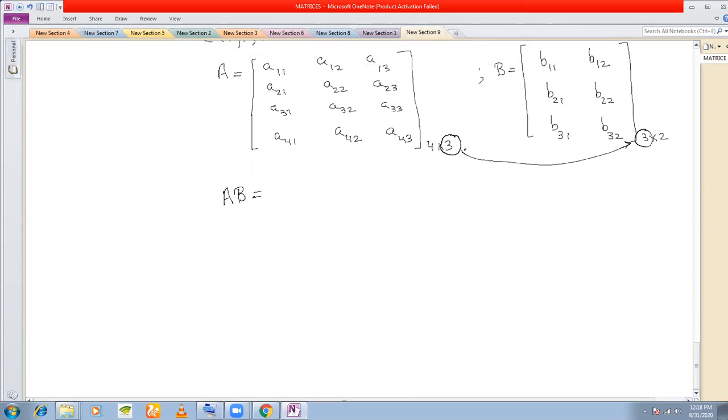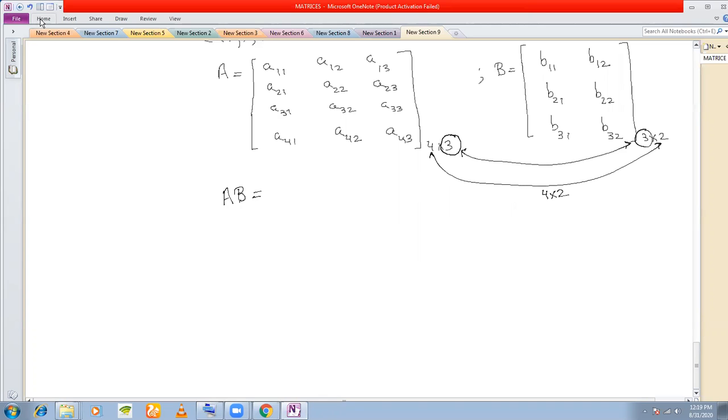The number of columns of A is equal to the number of rows of B. That means they can be multiplied. And if they are multiplied, what should be the order of the product? The order of the product will be 4 by 2.